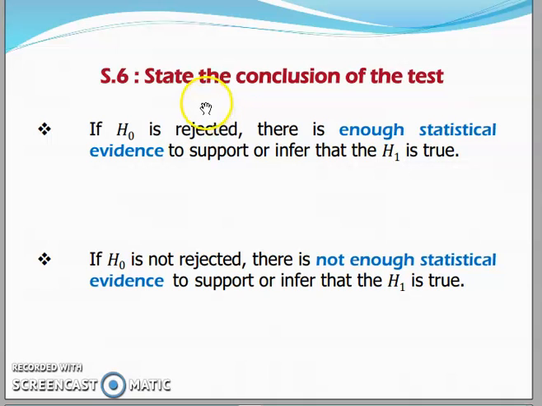The last step, state the conclusion of the test. If H null is rejected, it means that there is enough statistical evidence to support or infer that H1 is true. But if H null is not rejected, then there is not enough statistical evidence to support or infer that H1 is true.